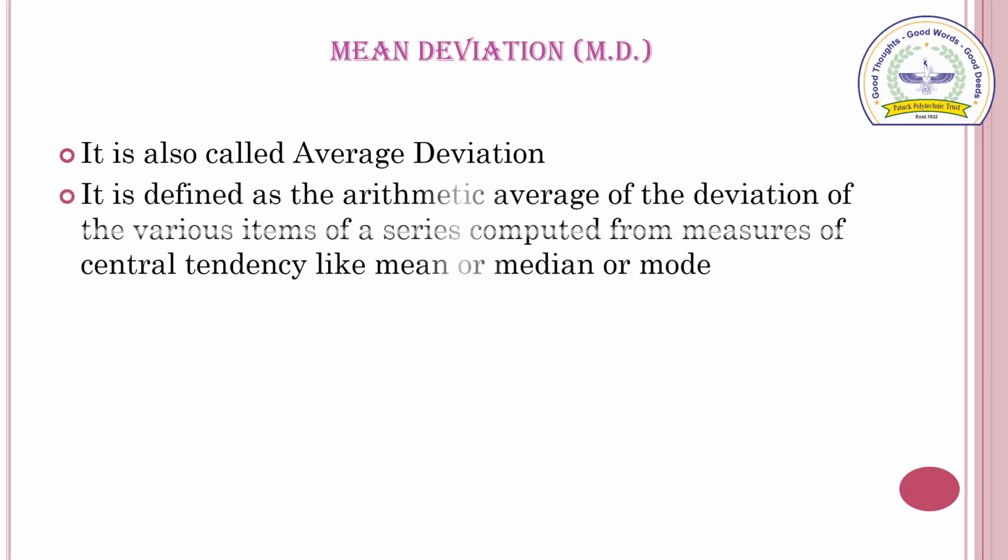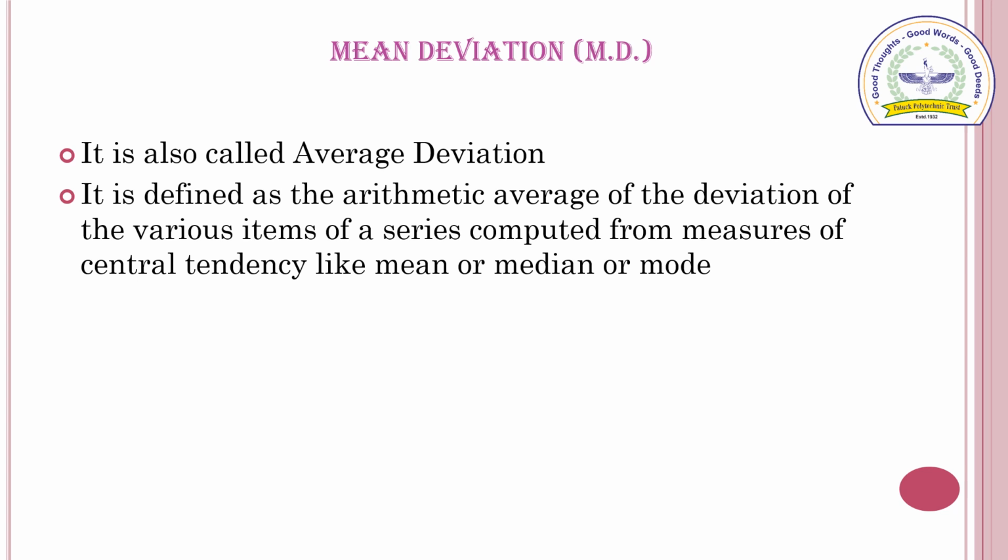Mean deviation. Here, mean deviation is also called average deviation. It is defined as the arithmetic average of the deviations of the various items of a series computed from measures of central tendency like mean, median, or mode.